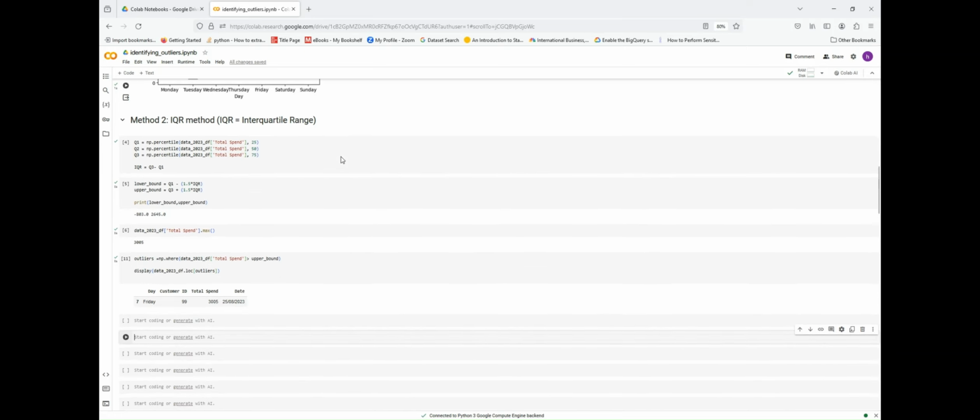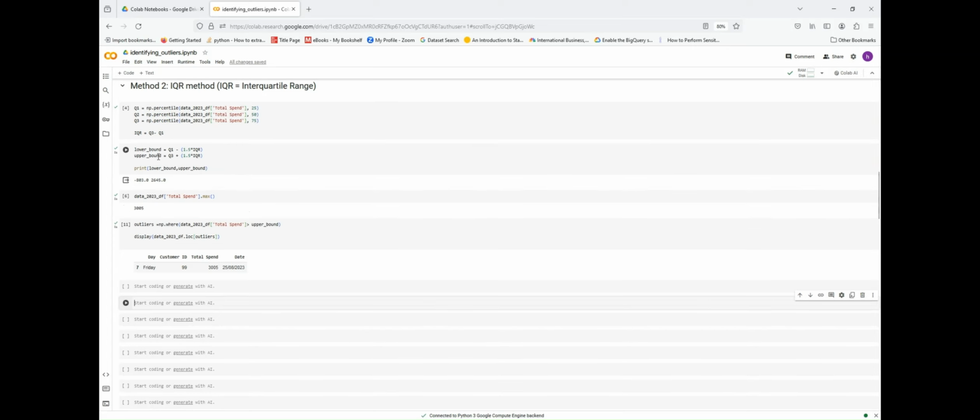Now, if we were to use the IQR method, then we would call upon np.percentile, that's numpy.percentile, to calculate the threshold for Q1 and Q3, and with those values, we can calculate the interquartile range. And with these three data points, we can then calculate where the lower bound is, the lower whisker, and the upper bound, i.e. the upper whisker. And in this case, the upper bound is this value over here, 2,645.